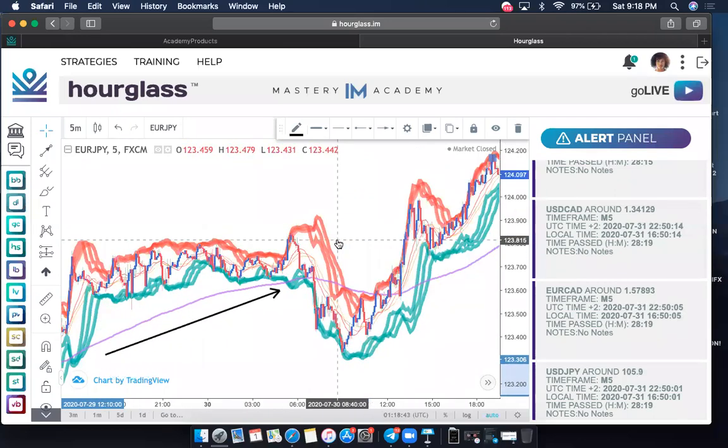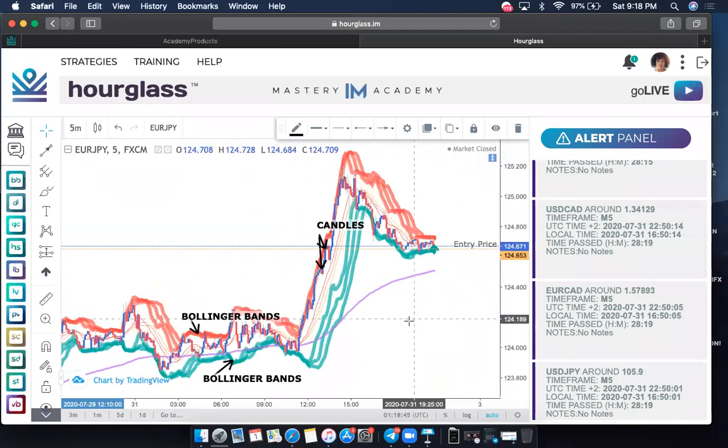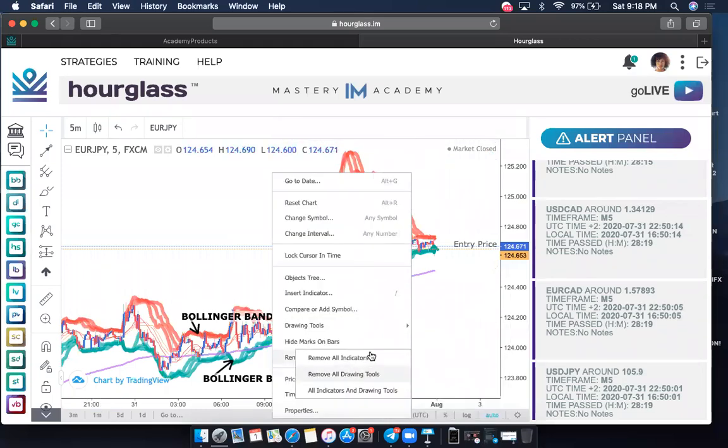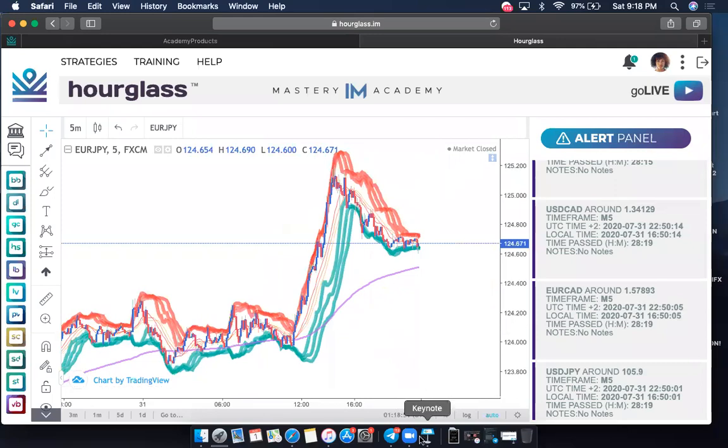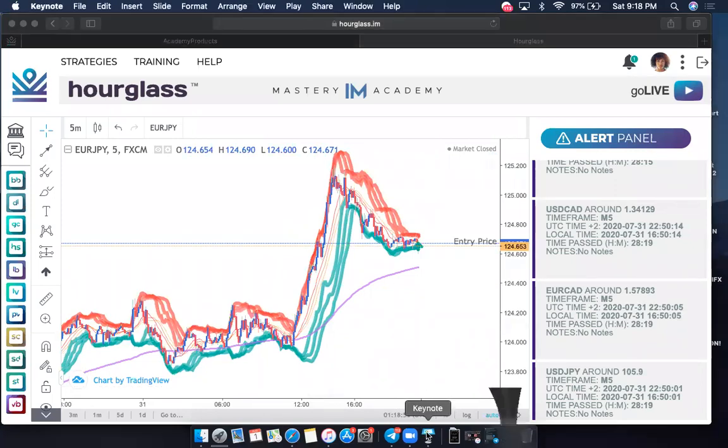So now that we have all of that set up, let's actually take a look at the actual strategy.